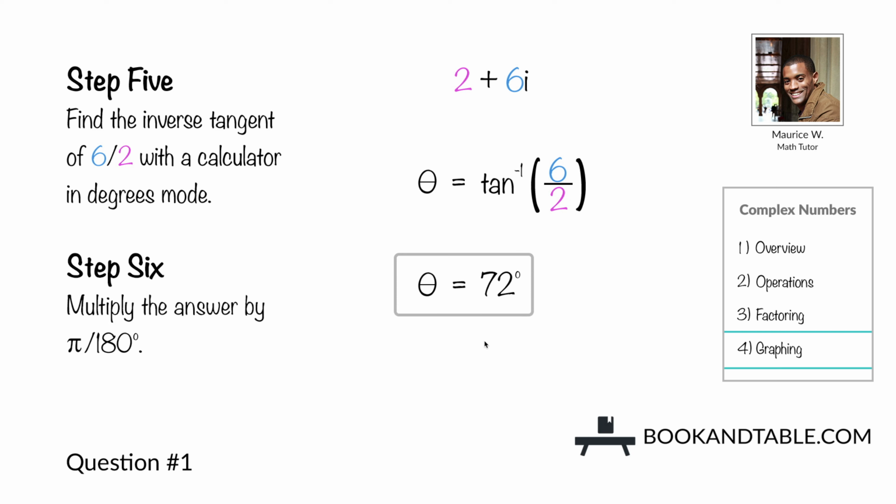And to get this answer into radian form, we want to multiply it by pi over 180 degrees, giving us 72 degrees divided by 180 degrees, which is 0.4 radian. So the answer to question number 1 is 72 degrees and 0.4 radian.